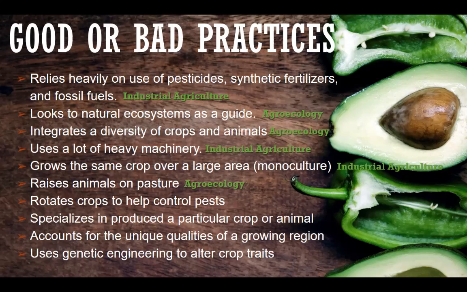Rotates crops to help control pests. I think that may have been an example I already gave you in the previous slide. So, yeah, this one's agroecology too. Crop rotation's a big part of that. Specializes in producing a very particular crop or animal.